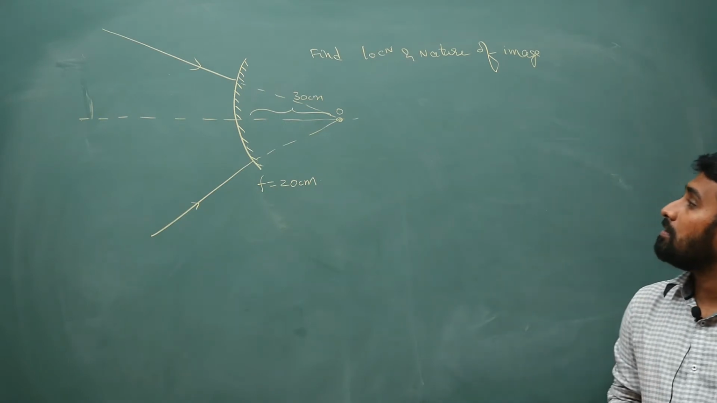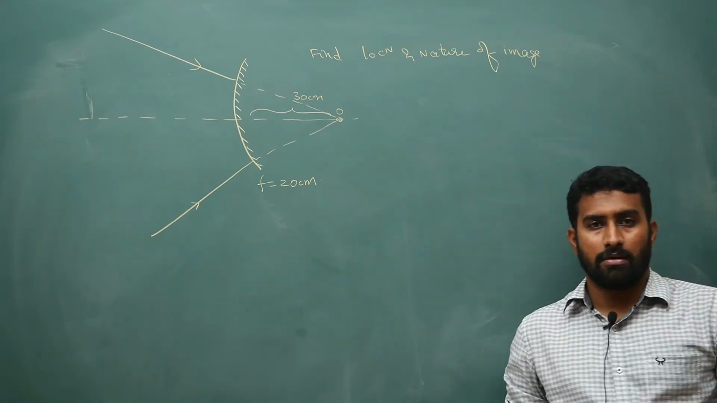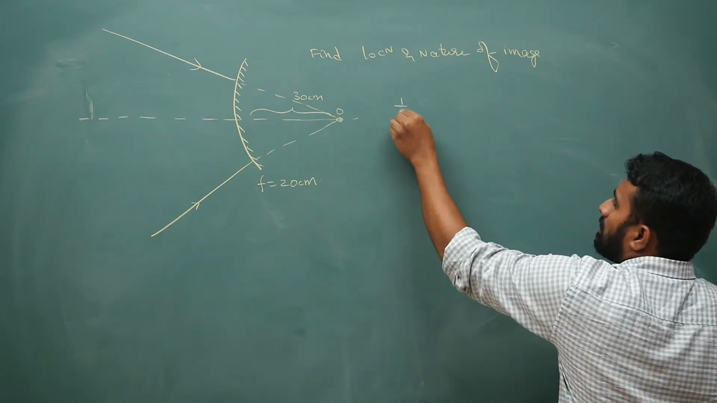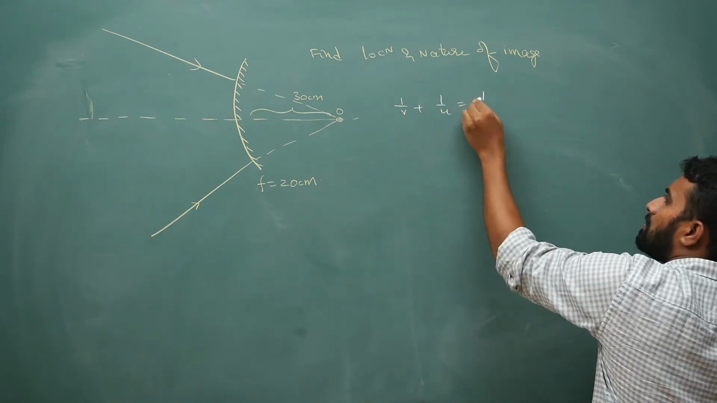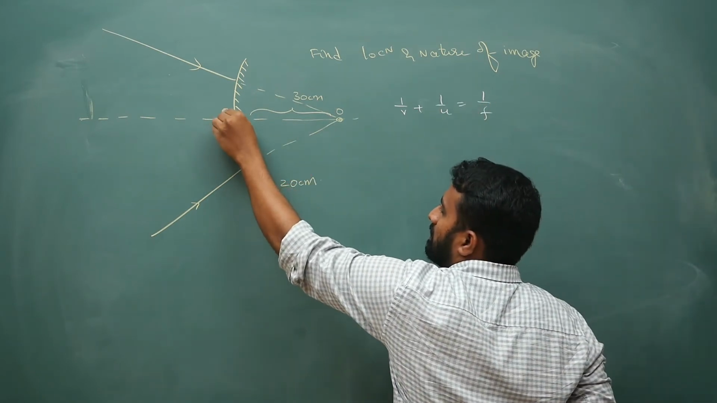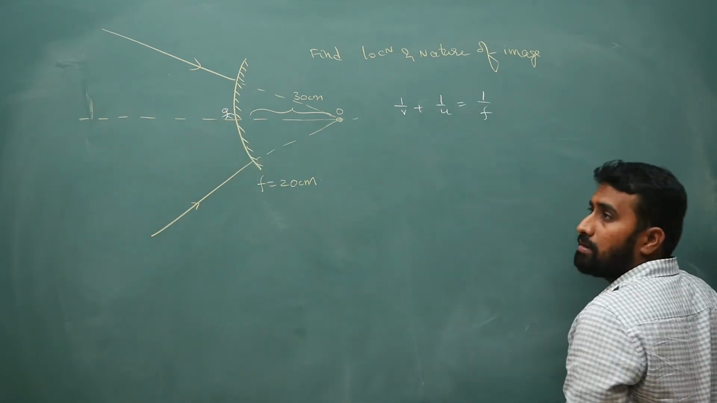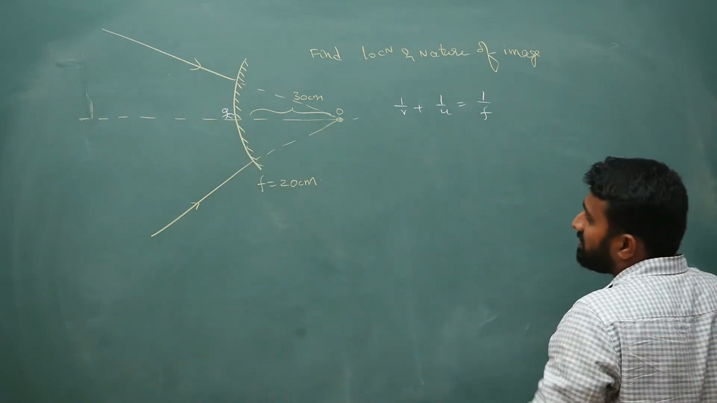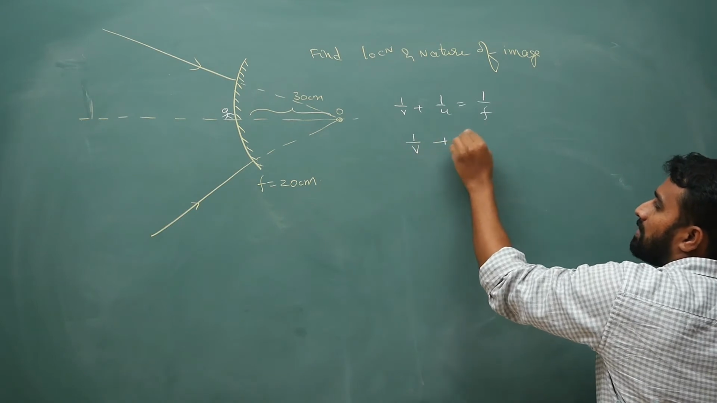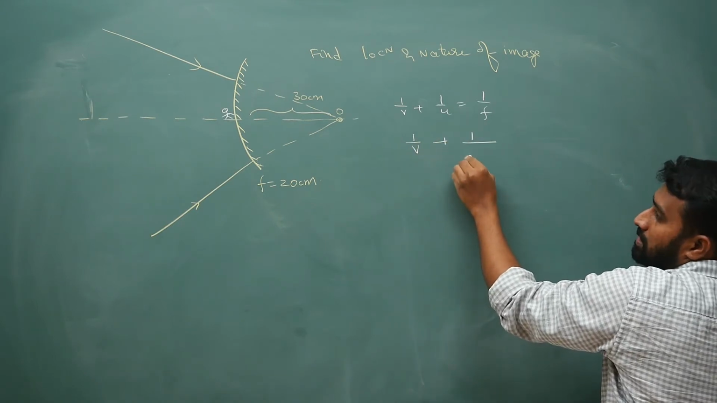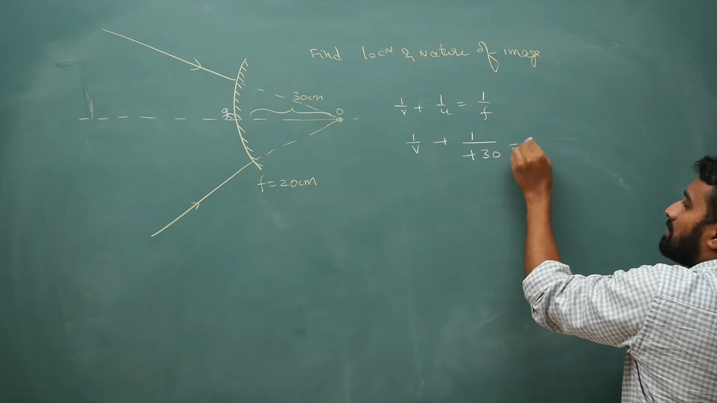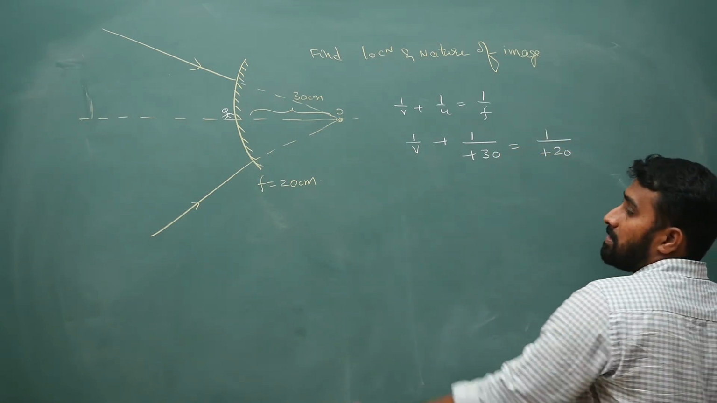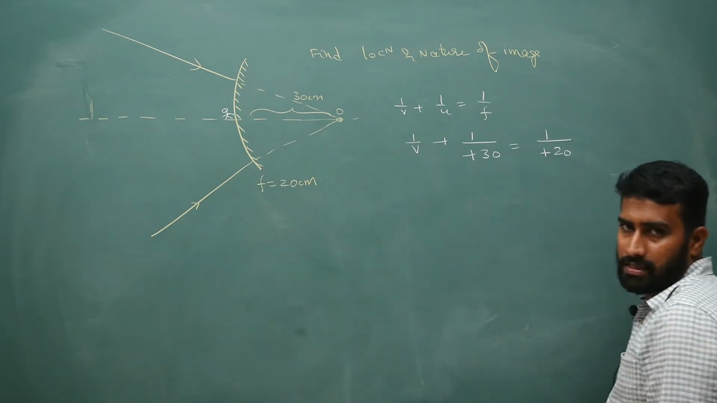Now let's do this. The answer is 1 by v plus 1 by u equal to 1 by f. Stick to the sign convention. This is your pole. In measuring the object distance you are going in the direction of incident ray, so 1 by u is plus 30, and that is equal to 1 by f, which is plus 20, plus 20 because it is in the direction of incident ray.